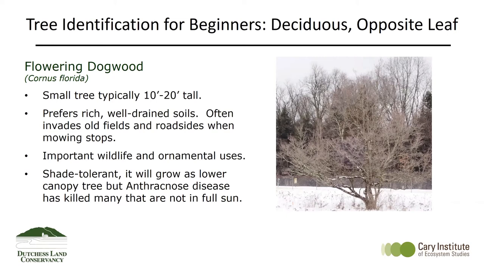There was a disease called dogwood anthracnose that came out about 20 years or so ago and has really killed many of the dogwoods in the forests. And so it's much less common now. What we're finding is dogwoods are beginning to resprout in many areas and they're doing quite well when they're in full sun. So we may see dogwood continue to be an important tree in our landscapes, but maybe not necessarily in amongst the shade in the forest itself.